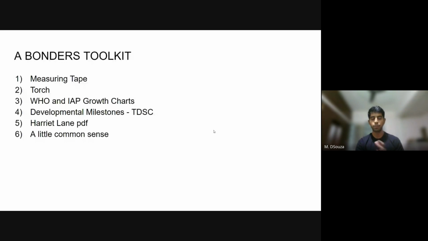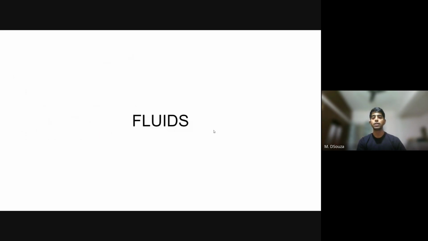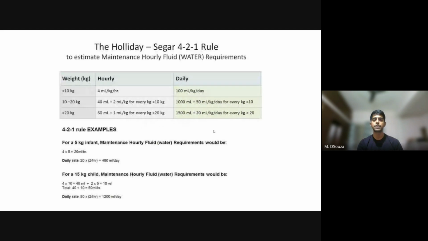So thinking about what is the most common in each scenario is probably what would guide you to the right diagnosis. So coming towards fluids, as we all know, fluids is estimated.